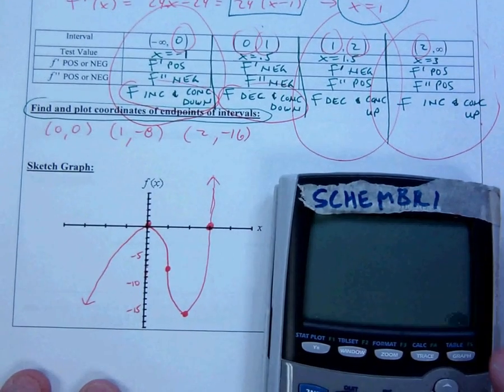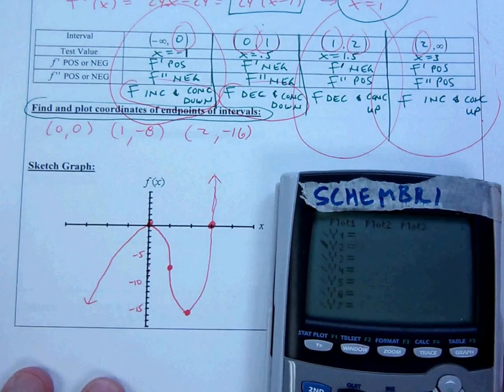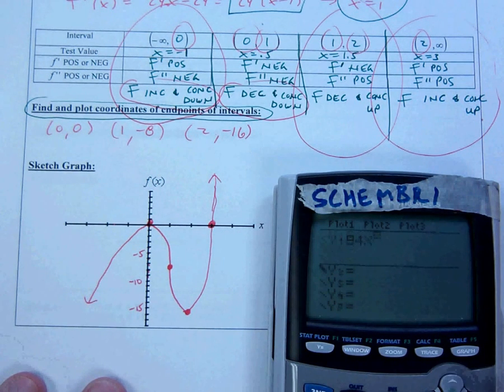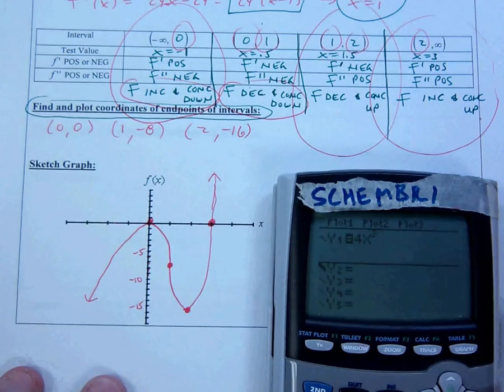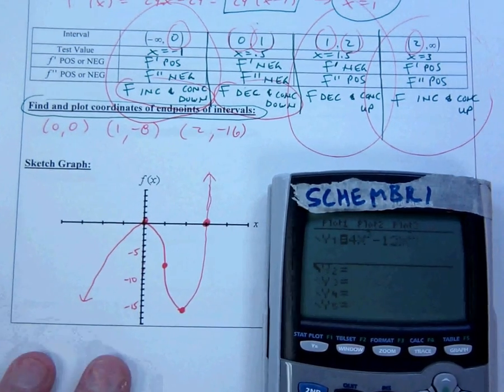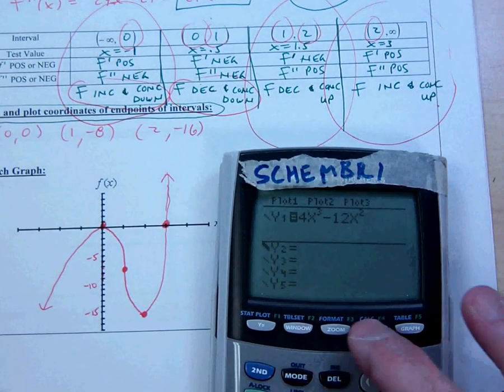So you can always check it by graphing on your calculator. So I'm just going to graph the original function, right? Okay, so that's what I say it looks like. Let's see what my calculator says it looks like. Ready?